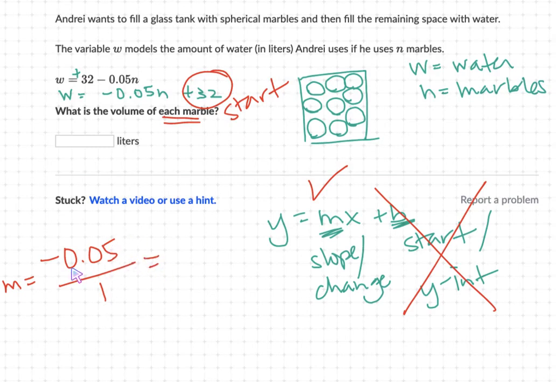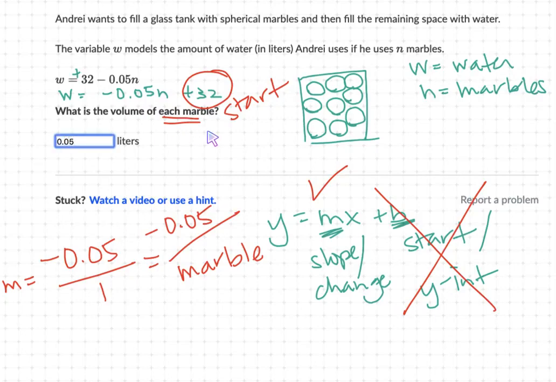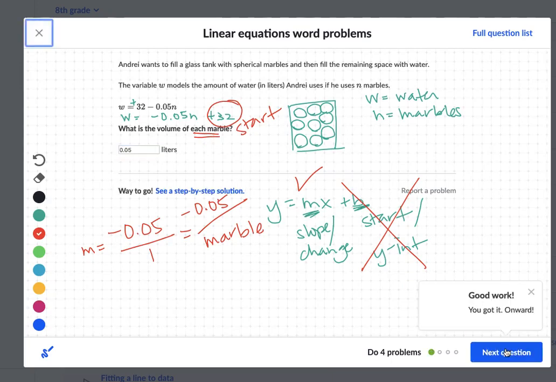So now this slope tells me that for each 1 marble, the volume of the water is going to go down by 0.05. So the marble is going to take up 0.05 liters, each marble.